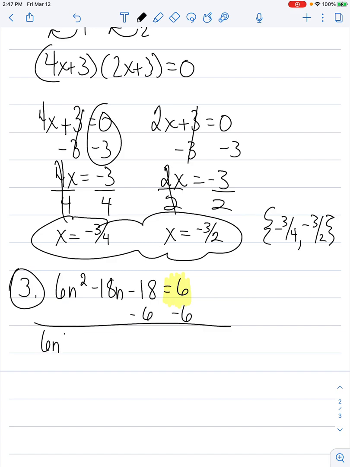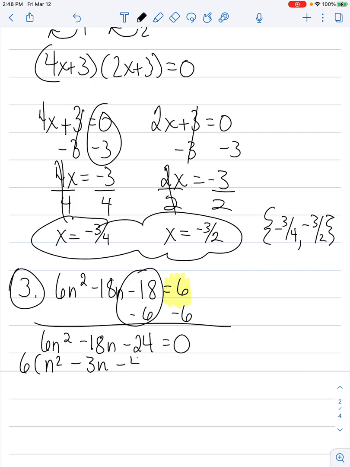So I'm left with 6n squared minus 18n. Negative 18 minus 6 is going to give you negative 24 equals 0. Now I'm going to factor this. The first thing I notice is all of these numbers are divisible by 6. So I'm left with n squared minus 3n minus 4 equals 0.